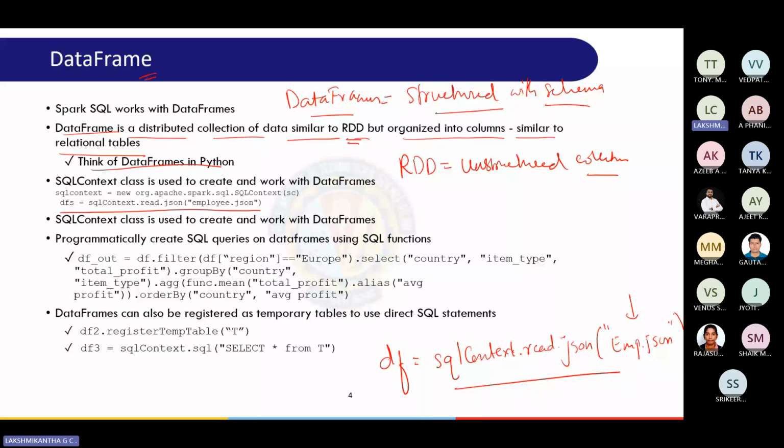Suppose I'm talking about programmatic SQL. You can go through this code: df_out equals df.filter, df region equal to Europe. Here, what you have to notice is how clean and readable it is. And this runs on millions of rows, guys.